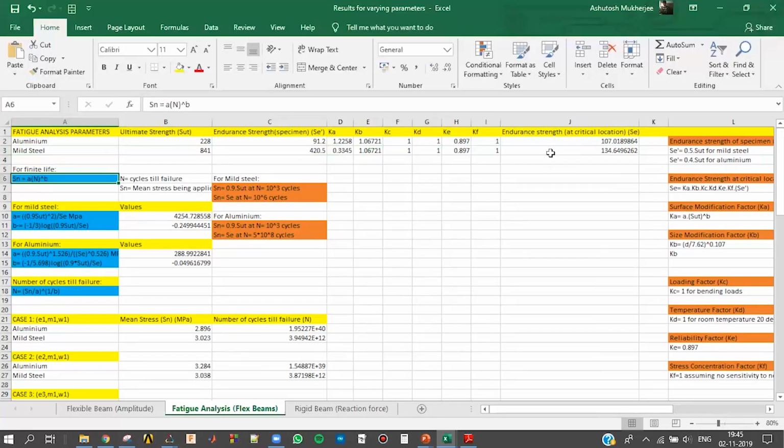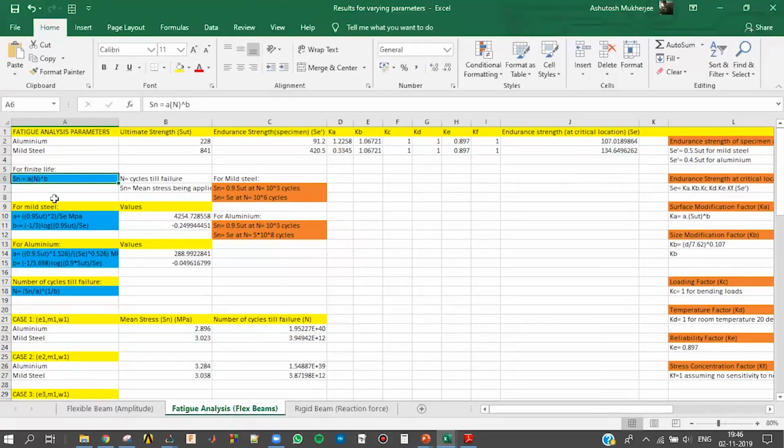As I talked to you about, this is the formula which we'll be using, and we have to derive two boundary conditions to find out the values of A and B. The first boundary condition in this particular case is that at 10 raised to power 6 cycles for mild steel, the value of Sn will be equal to the endurance strength. As I discussed earlier, for metals, at 10 raised to power 6 cycles, we assume that the endurance strength is achieved. So this is the first boundary condition.